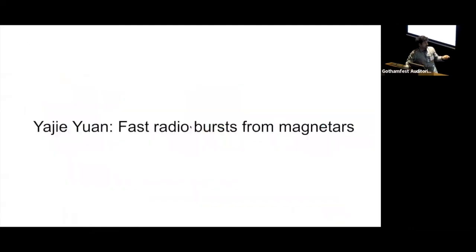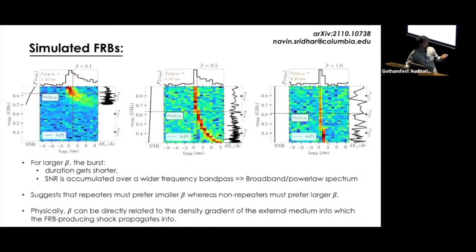This suggests that repeaters must prefer smaller power law index beta, whereas non-repeaters may prefer larger beta. So physically, up until now, this toy model is agnostic of the engine that is powering the FRB. There are two major models of FRB production. One can be shock ramming onto the upstream medium, where synchrotron maser instability can happen and produce FRBs. The other popular model is FRBs produced by charged bunches traveling along the magnetospheres of magnetars. So this toy model is agnostic of that.